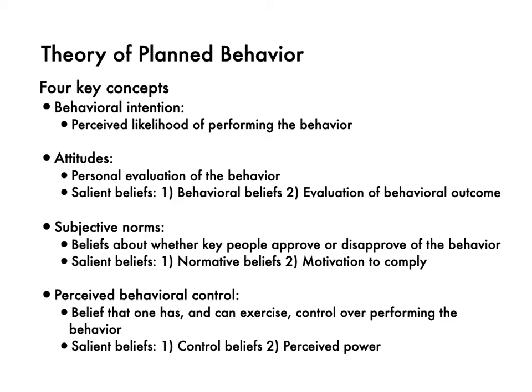Subjective norms refers to the belief about whether most people approve or disapprove of the behavior. It asks, do you agree or disagree that most people approve of or disapprove of the behavior? It is determined by 2 salient beliefs: normative beliefs and motivation to comply. Perceived behavioral control refers to a person's perception about whether he or she has and can exercise control over performing the behavior. It asks, do you believe performing the behavior is up to you or not up to you? It is determined by 2 salient beliefs: control beliefs and perceived power.